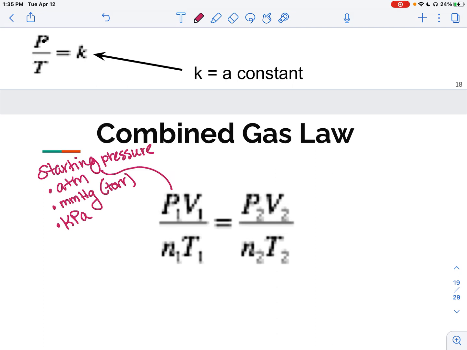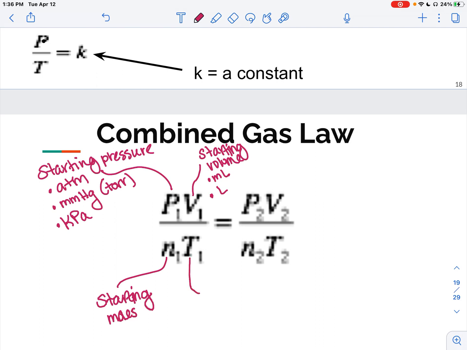Volume is V, so V1 is our starting volume. And our units are going to be either milliliters or liters. Most of the time, liters, because we're talking about gases, so it's big. N1 is starting moles. And the unit for that is just moles.